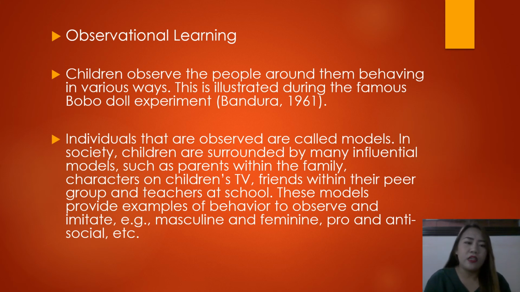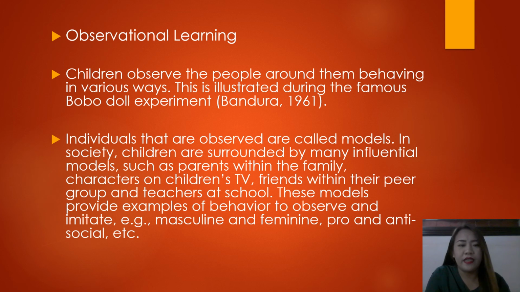Here, children observe the people around them behaving in various ways. This is illustrated during the famous Bobo doll experiment, according to Bandura. And individuals that are observed are called the models. In society, children are surrounded by many influential models such as our parents within the family, and not only them, but also those characters on children's TV, friends within their peer group, and teachers at school.